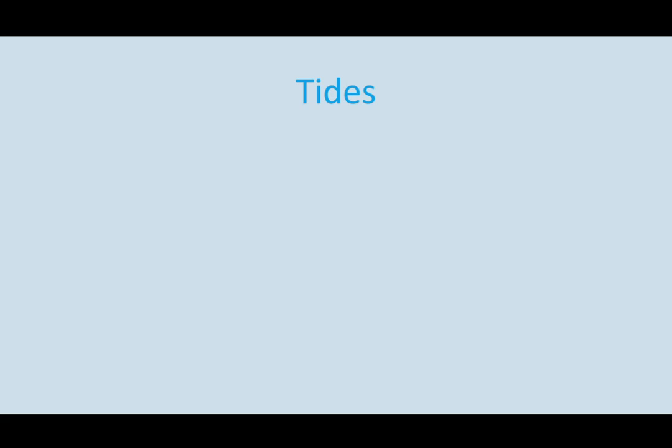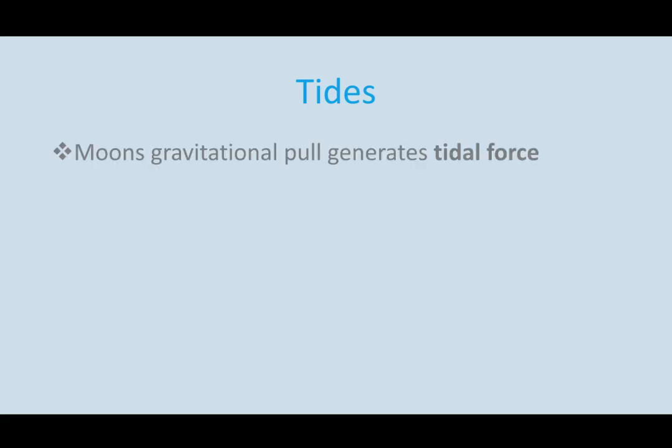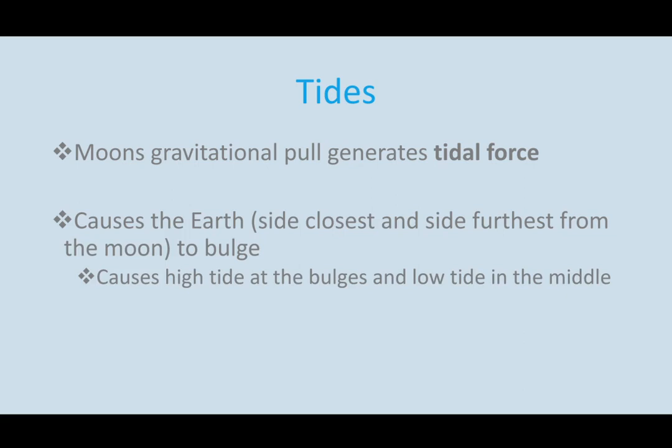Tides. So the tide, in terms of water in the ocean, these are all related to, again, motions of planets. And in particular, the moon. So the moon's gravitational pull generates what we call tidal force. And this causes the Earth, in particular the side closest and the side furthest from the moon, to bulge. So basically they get pulled towards it. If you think of the Earth as a circle, one side gets pulled towards it.